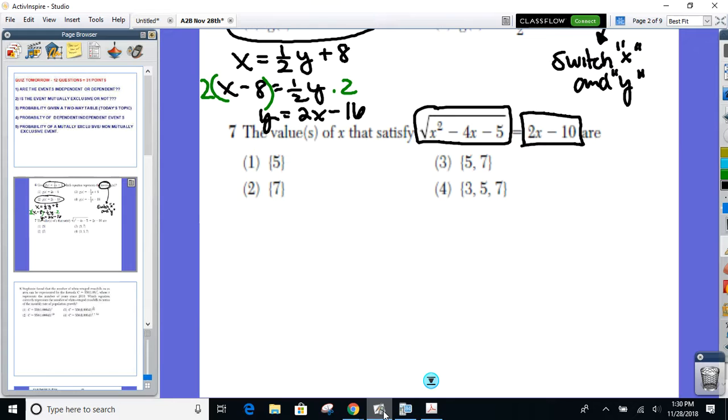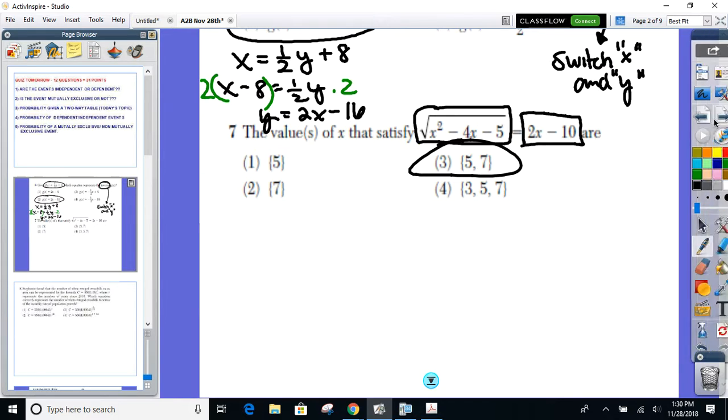You got to know how to use it and get used to it. What are you guys finding? 5 and 7 work. 3 did not. Okay. Questions there? One more. Go quick.